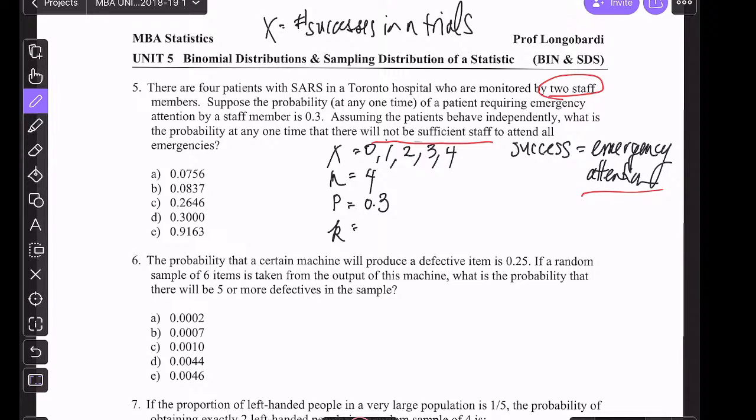Right. So you have to figure out, if there's only 2 staff members, if 3 or 4 people need attention, you will not be able to have sufficient staff. So that's what you have to calculate: the probability that K is 3 or 4. So then you calculate them and add them together. And that's that.